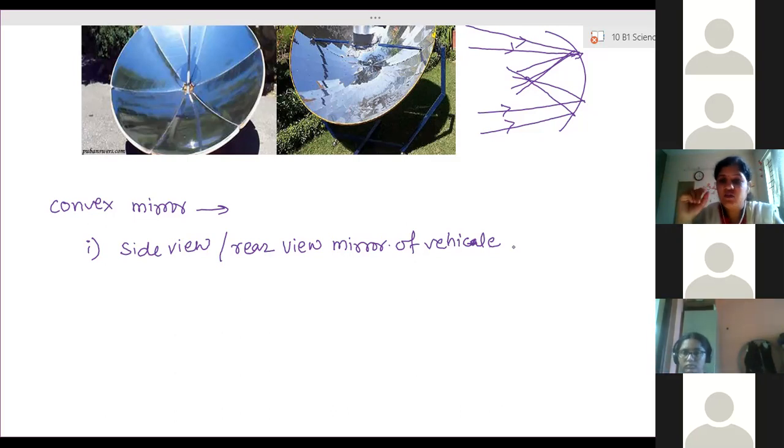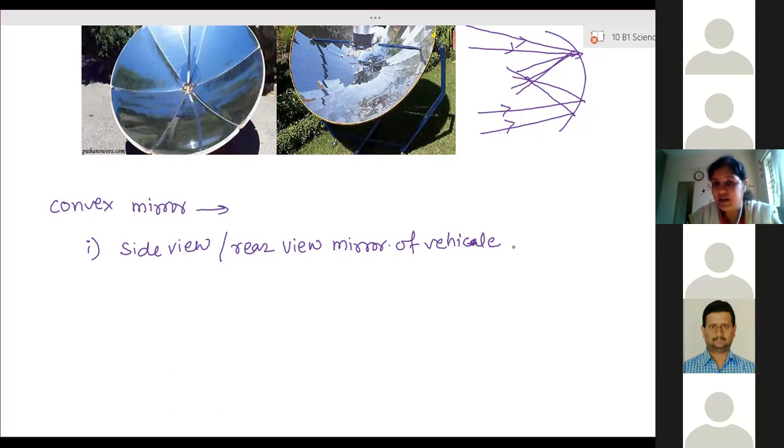images. This won't happen in the case of a concave mirror or plane mirror. In a plane mirror, we get the same size image. So however big the bus is, an image of that same size is formed. So the driver can't analyze properly at what distance the vehicle is and what vehicle it is. He can't find it out.